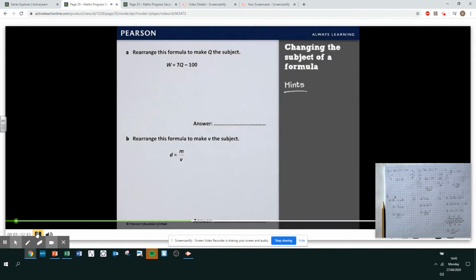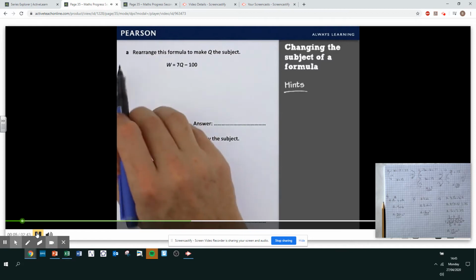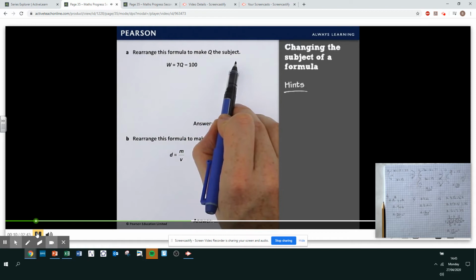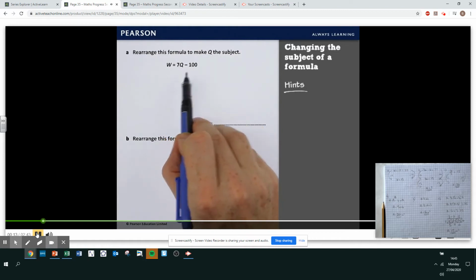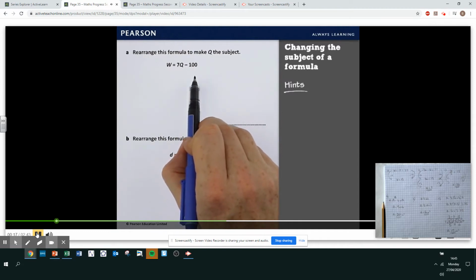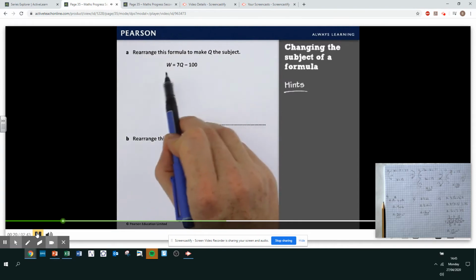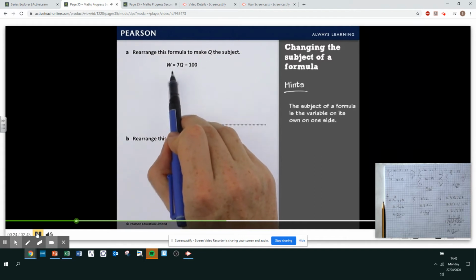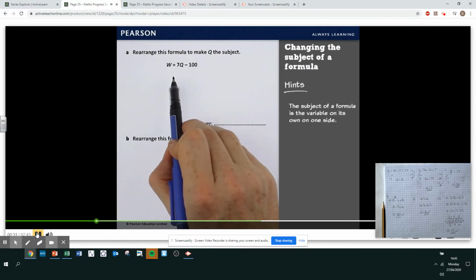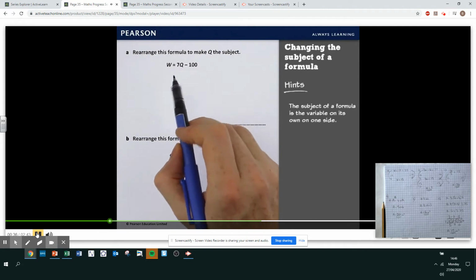Changing the subject of a formula. Part A. Rearrange this formula to make Q the subject. W equals 7Q minus 100. The subject of a formula is the variable or letter on its own on one side. So at the moment, W is the subject of this formula. To change the subject, you have to rearrange the formula to get a different variable on its own on one side. It's a bit like solving an equation.